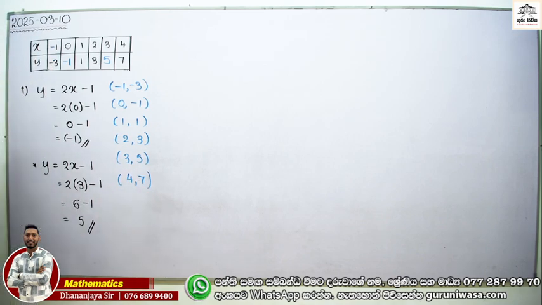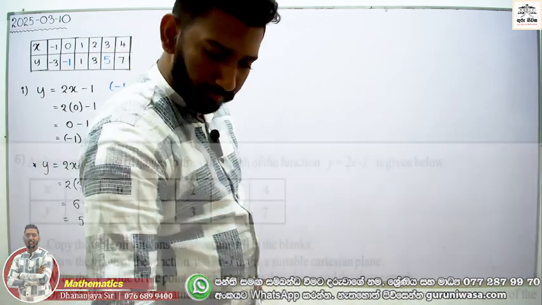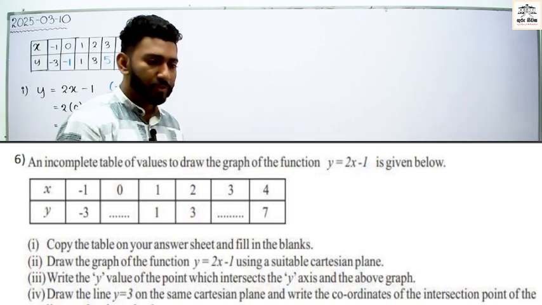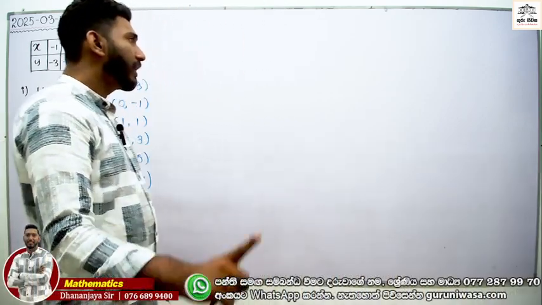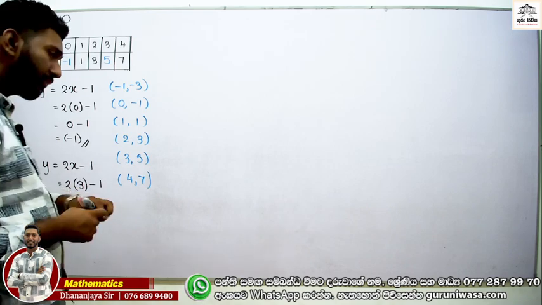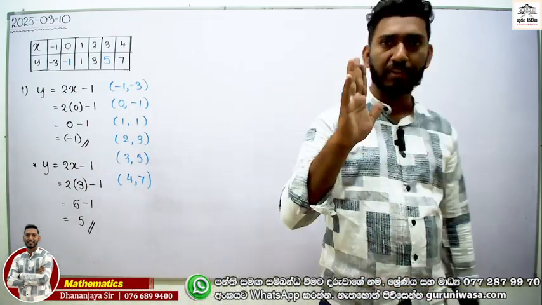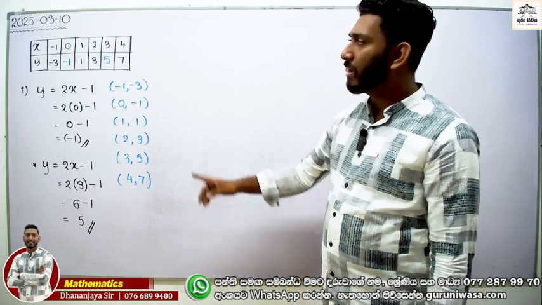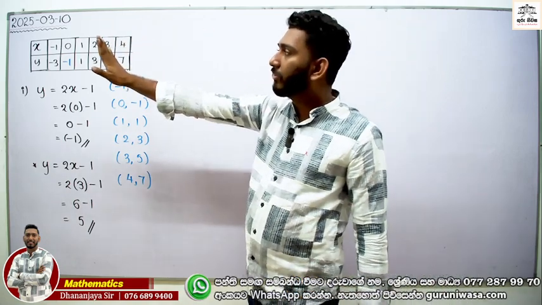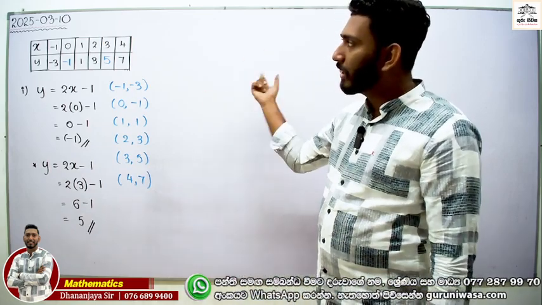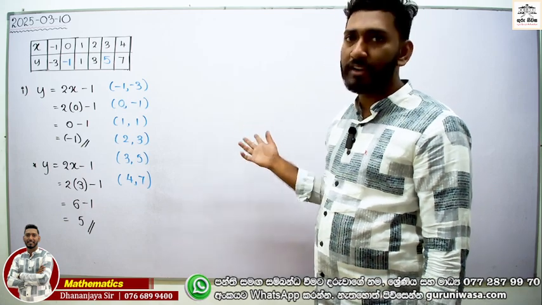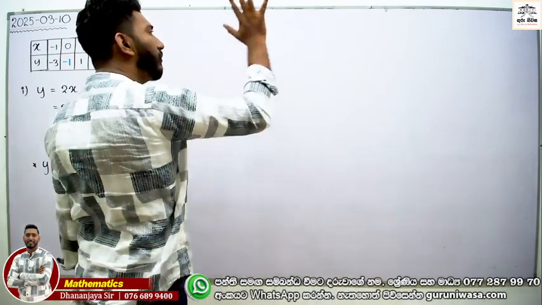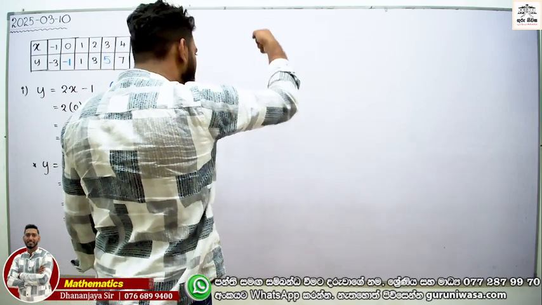Now you can draw the graph, right? That's the question. Draw the graph of the function y equals 2x minus 1 using a suitable Cartesian plane. Now listen, we are looking at the x values. Look at the x. The negative side is minus 1 and the positive side is plus 4. Now tell me, which is the greatest, positive or negative? Positive side is the greatest one. Therefore, you need to keep more space to the right hand side and draw the y-axis.